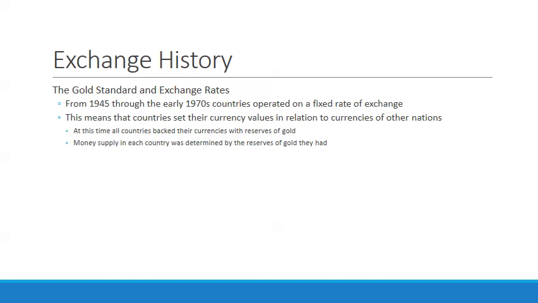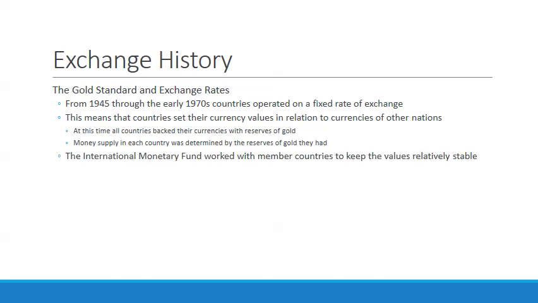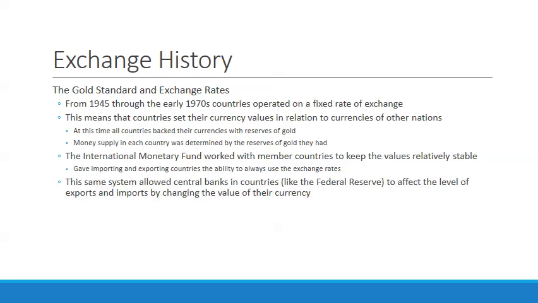This made a fixed exchange rate pretty easy to work with, because you knew how much gold each country had in reserve, and thus you had a relative idea of how much value they had within their money supply. Now, the International Monetary Fund worked with member countries to keep the values relatively stable, and that gave importing and exporting countries the ability to always use the exchange rates to determine trade. This same system allowed central banks in countries, for example the Federal Reserve, to affect the level of exports and imports by changing the value of their currency.